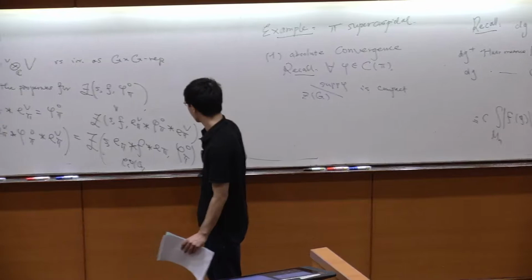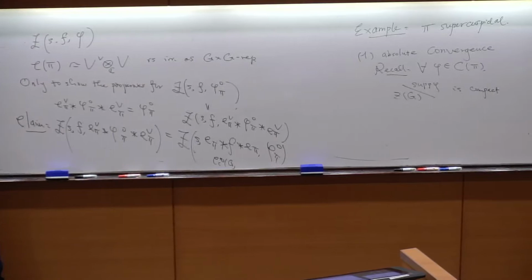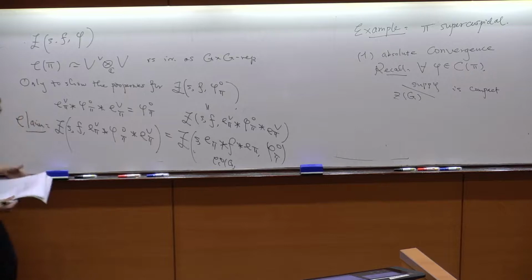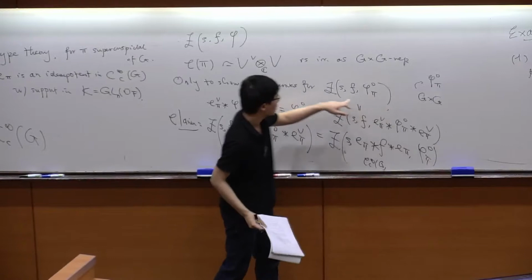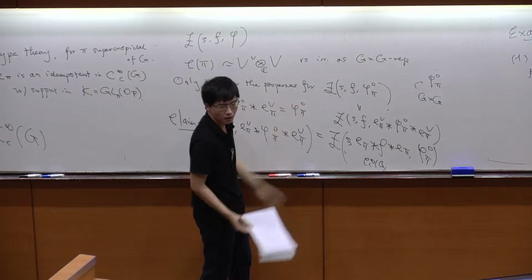The point here is that C_π is isomorphic to V̌ tensor V as a representation of G cross G. Therefore, you only need a vector φ₀^π. You let the G cross G act on this vector, then it can generate the whole representation. Then the G cross G action here can be intertwined to the function here. So the function is serialized in the test function space. So you only need to consider this vector.